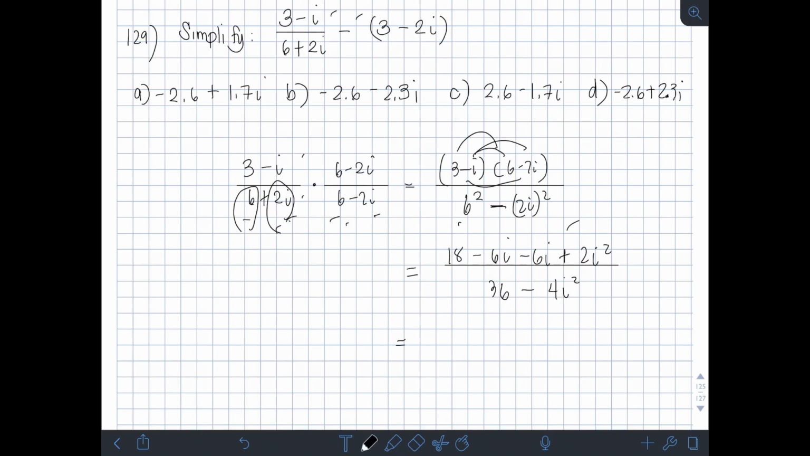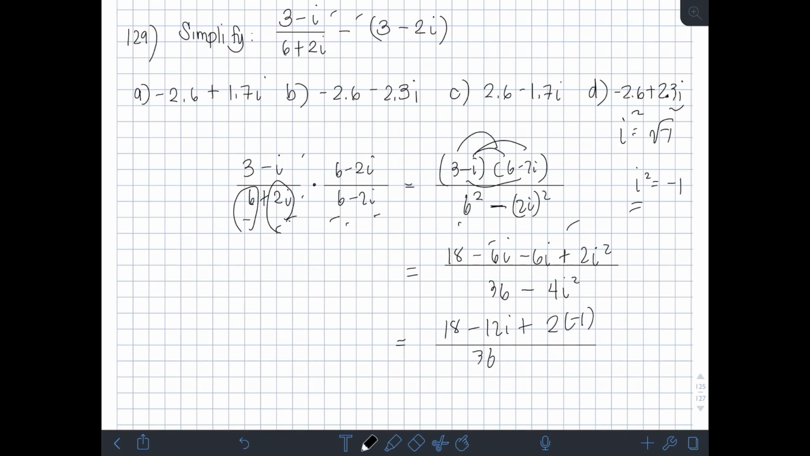Combine similar terms sa numerator. 18. Then, negative 6i minus 6i is negative 12i, right? Plus, so meron tayong value na 2i squared is what? Negative 1, right? Kasi yung i equal siya sa negative 1. So, pag in-square natin both sides, magiging i squared is negative 1. So, meron tayong 2 times yung i squared is negative 1.